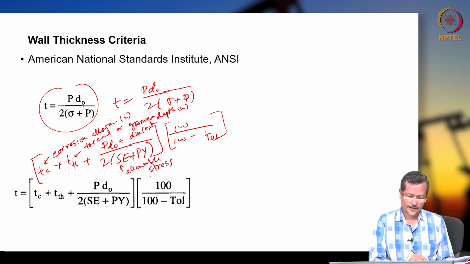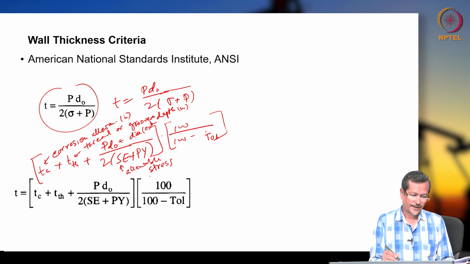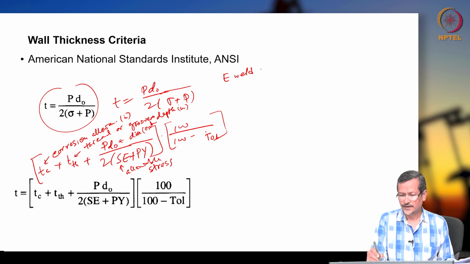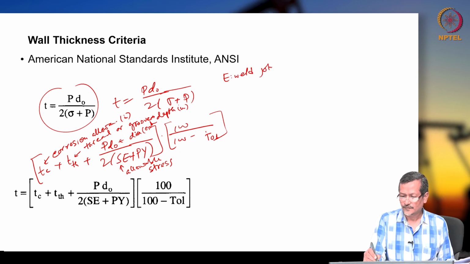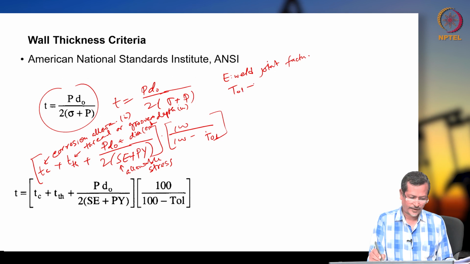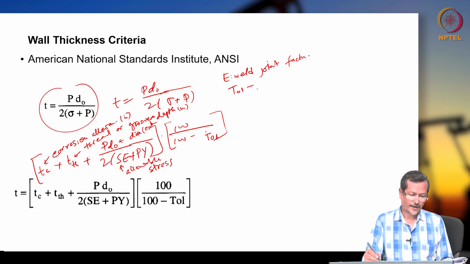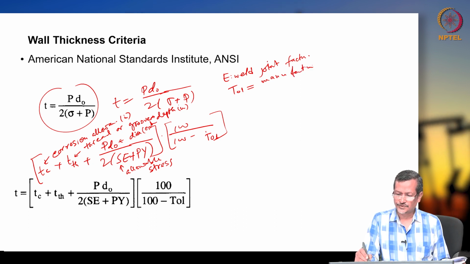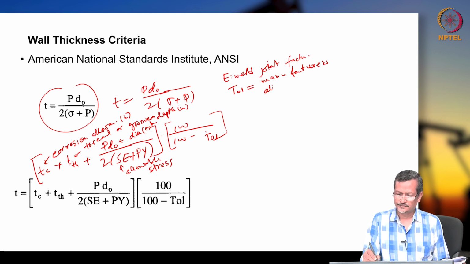Okay. E is the efficiency factor you have already seen, the longitudinal weld joint factor, or E is the weld joint factor. And what is this? TO1 is the manufacturer allowance.